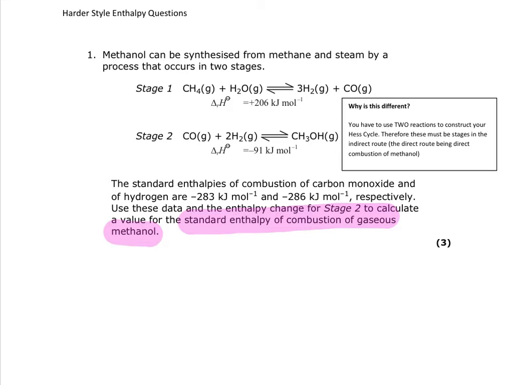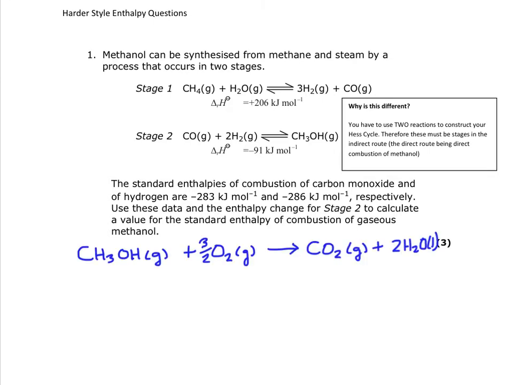Now if we look at both of our candidates, both of our stage 1 and our stage 2, methanol is not present in either of them. So therefore it must mean that they are part of a Hess's law cycle. So the first thing to do is to draw out the equation that represents the enthalpy of combustion of gaseous methanol. So this is my combustion of gaseous methanol. It's the standard enthalpy of combustion because everything is in its standard state. And it's also 1 mole of methanol.